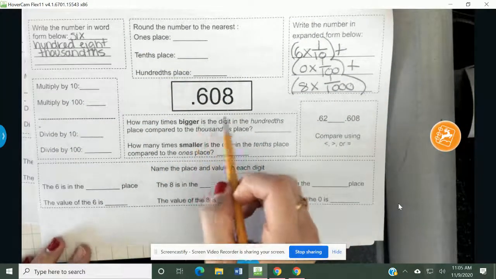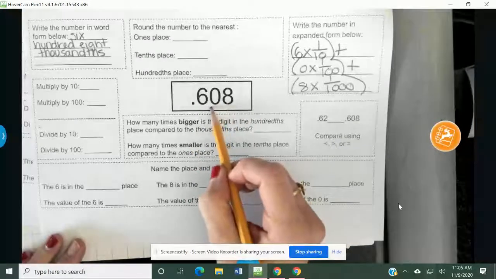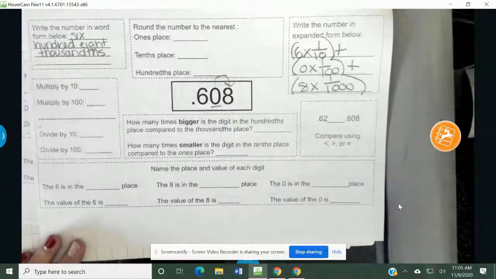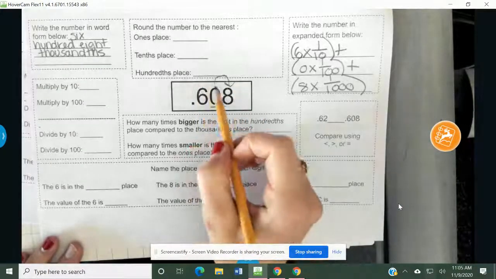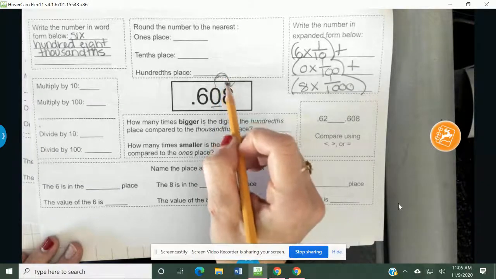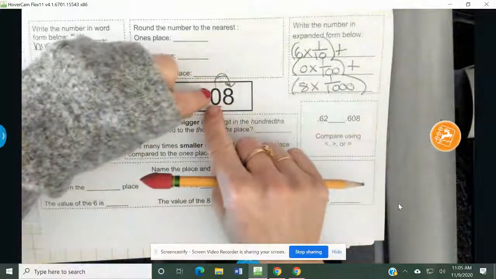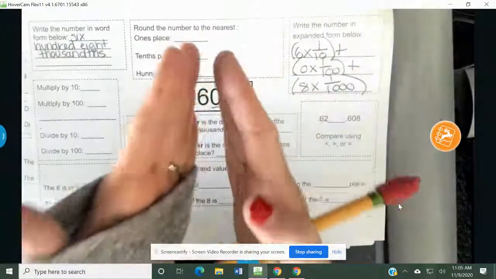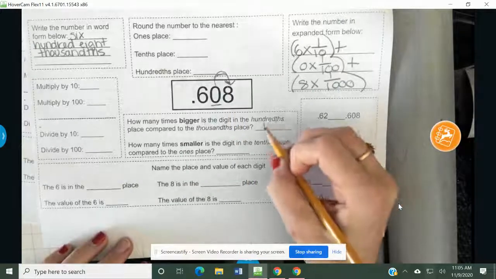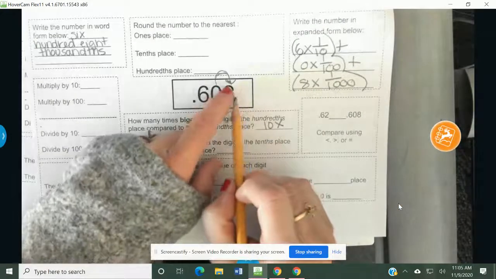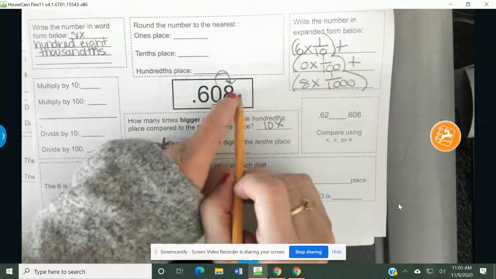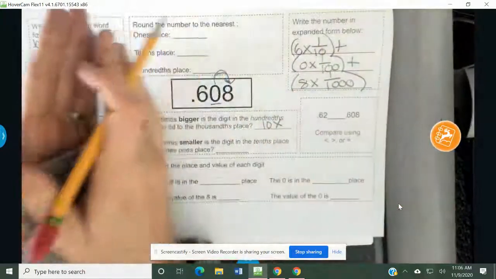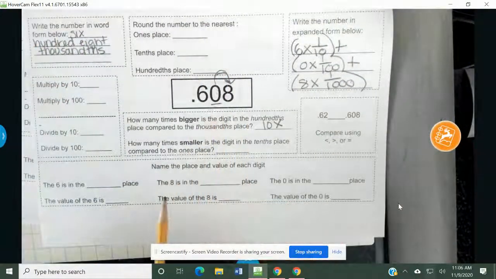How many times bigger is the digit in the hundredths place? This is a digit in the hundredths compared to the digit in the thousandths. I know it might sound weird, but it is bigger. Even though the digit itself is a 0 and on a number line 0 is smaller than an 8, I'm talking about the place it sits on the chart. It is 10 times bigger because it's one place value up. It's one spot above. It's one spot to the left. Each spot you get bigger and bigger and bigger because of where it's sitting on the chart.